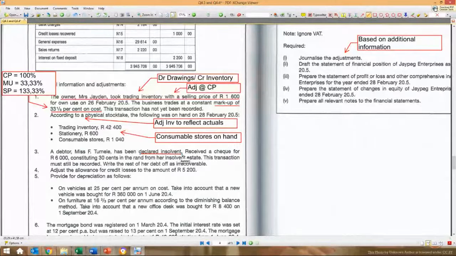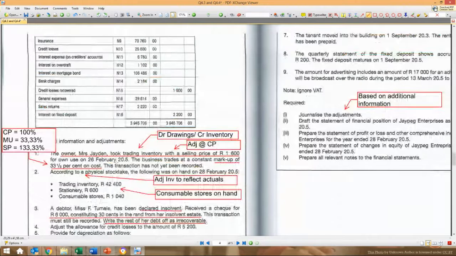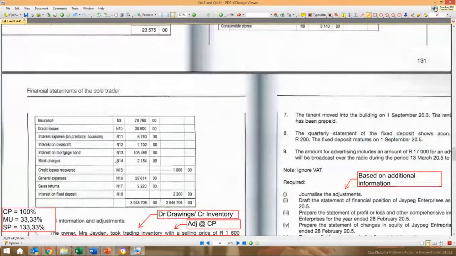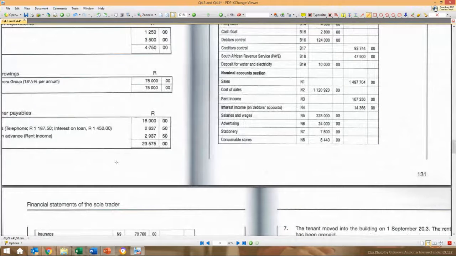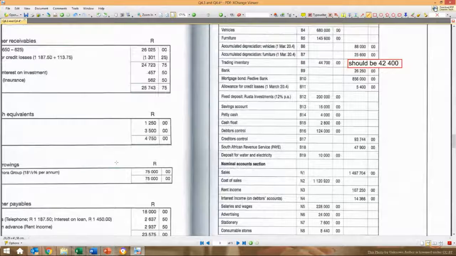Now, what information we need to look for is how much money they actually give us, so that we can determine how much money we need to write off. So they told you we received a check for 6,000 Rand, which constituted 30% in the Rand of her insolvent estate. So we got 6,000 Rand cash, and we have to write off the rest of the amount as irrecoverable. Okay, so now we know that 6,000 Rand was received, and 70% needs to be written off. But now the question is, how much does she actually owe? Let's see if they show you that information.